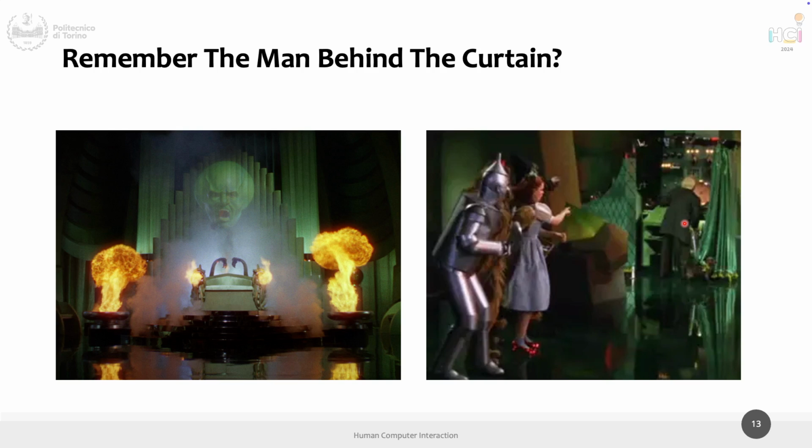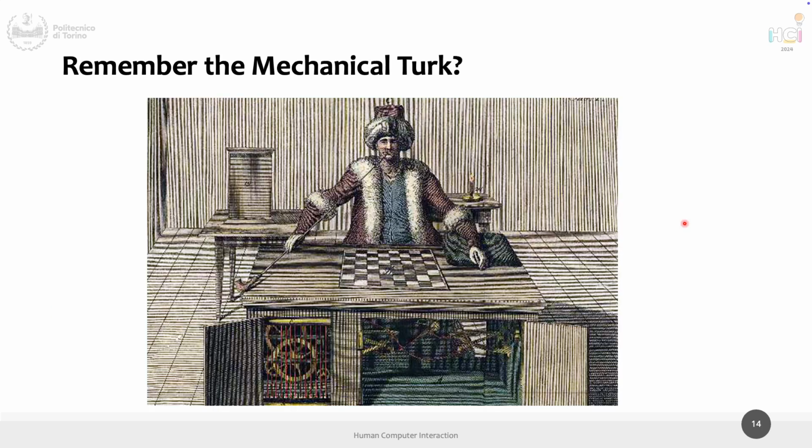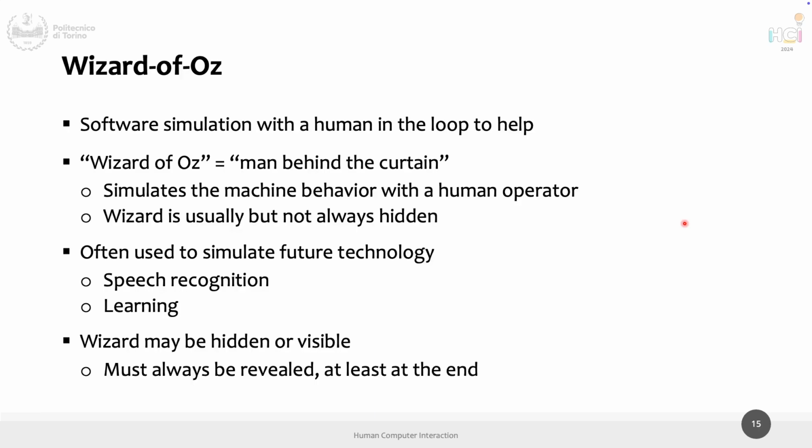So what's the idea? The idea of this technique is taken basically from the movie. If you want to test something that is complete with finalized interface, with algorithm, but without actually having written the complicated part, you can use this technique, which is also known as the mechanical Turk. I don't know if you know it, but we will go back. It's basically a specific technique to have a software simulation with a human in the loop to help. So basically the idea is this one. You have an application that works, but at a certain point, instead of working with the logic of the application, the backend, and whatever, it is just an interface for a person somewhere who, receiving the inputs from the interface, will produce the right output.